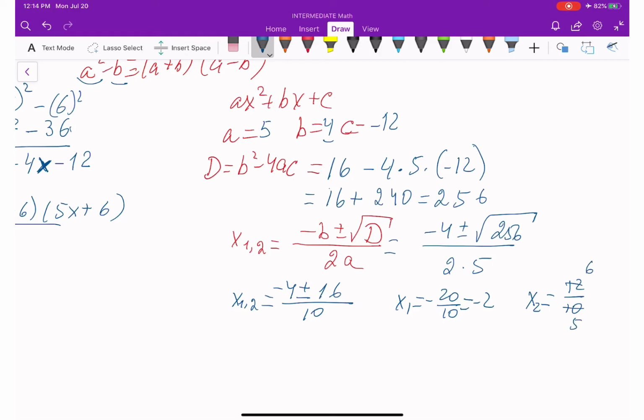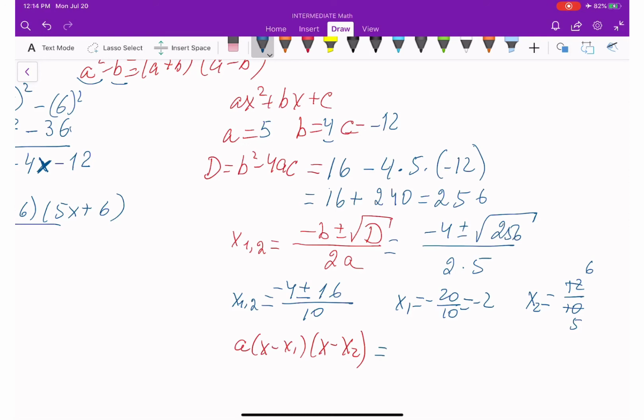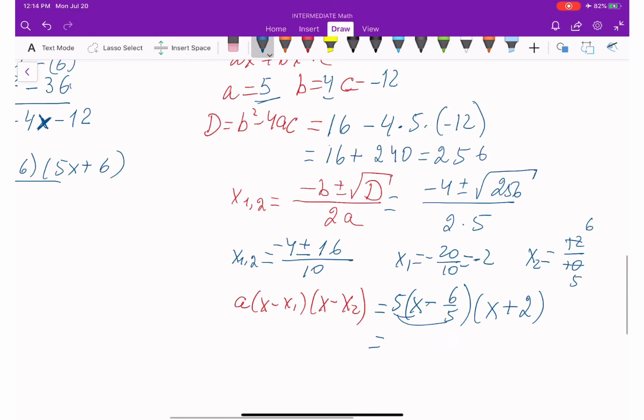All right, so applying Vieta formula, which is a times x minus x1, x minus x2. So it doesn't matter which one you put first, x1 or x2. That is equal, my a is 5. Here it is. I always say to put first fraction so you can distribute, get rid of fraction. x minus 6 over 5, and x, since minus negative 2 we have, you will end up with positive 2. To finalize, it's going to be distribute 5x and a negative 6 over 5. It's going to be 5x plus 6 and times x plus 2.